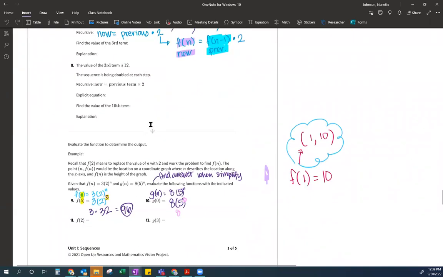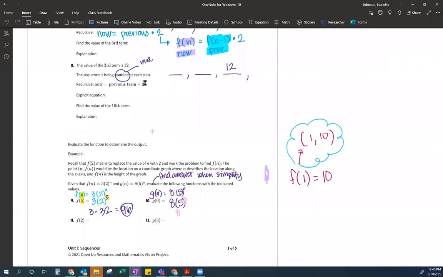Okay, so here they gave us that the third term is 12. So I don't know if that's helpful to me. So what I'm going to start by is I'm going to write, here's the first term, here's the second term, and here's the third term. Okay, and then in the third term, they said it's 12, so I'll do that. And then it says the sequence is being doubled at each step. So if you recall, double just means multiply by 2.